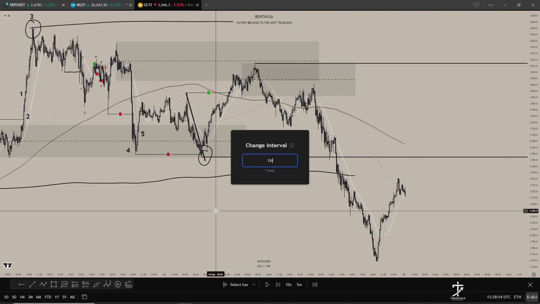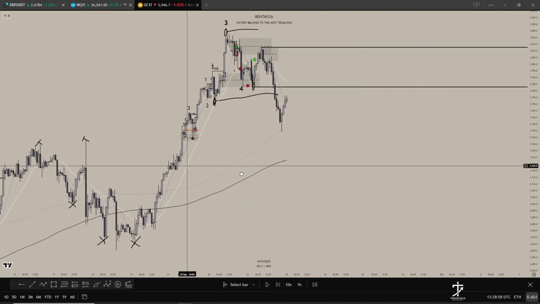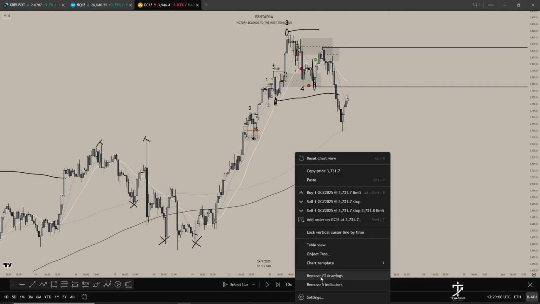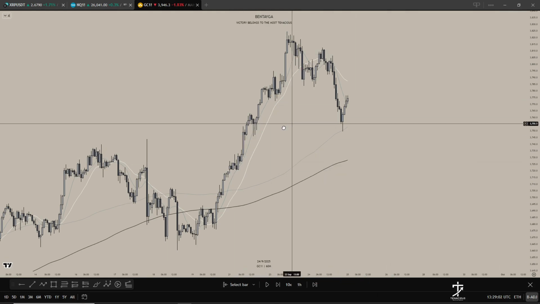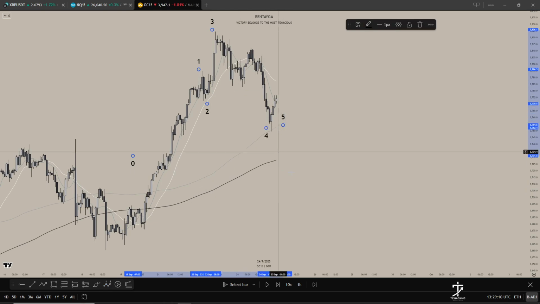Obviously I've gone past my trading time now, but let's just see what's happened over the course of the session. I'm gonna go to my 1 hour chart and we just look at everything. So let me just clear my charts. When I go to my 1 hour chart and look at everything, we can see that this could be the 1, this could be the 2, this could be the 3, this could be the 4, and this could be the 5.